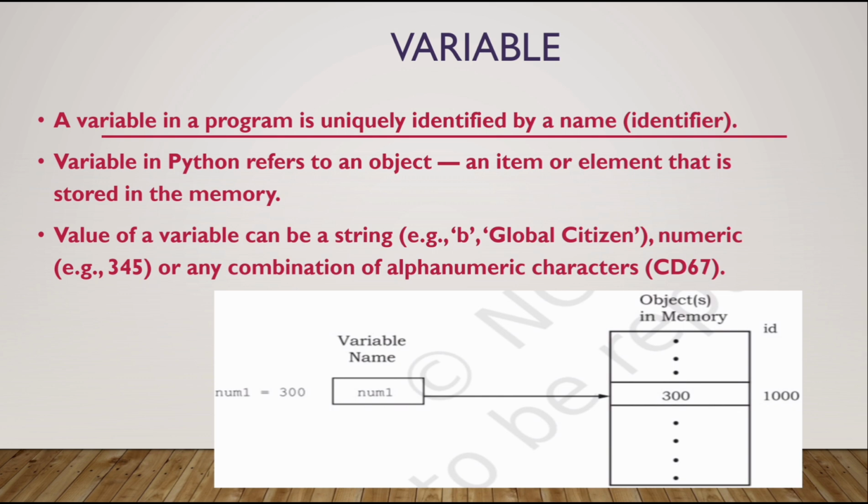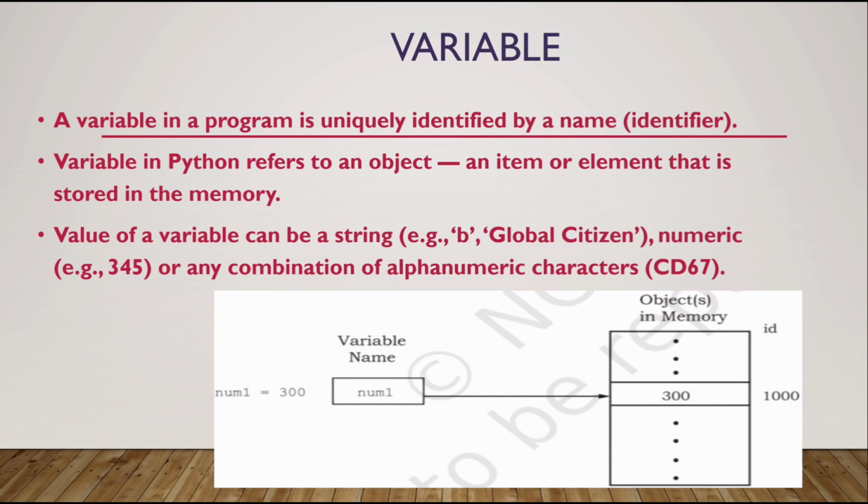A variable in Python refers to an object or an item or an element that is stored in the memory. Look at the picture there. You can see the diagram where num1 is assigned the value 300, and 300 is stored at the address 1000. If you want to know the address of the memory, we use id of num. If you give it, it shows you the memory address of that particular value.